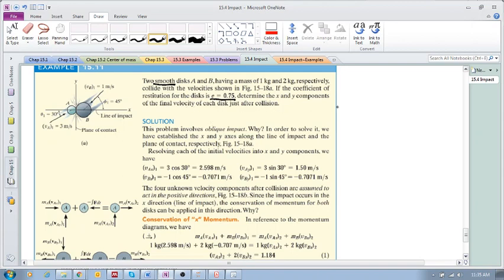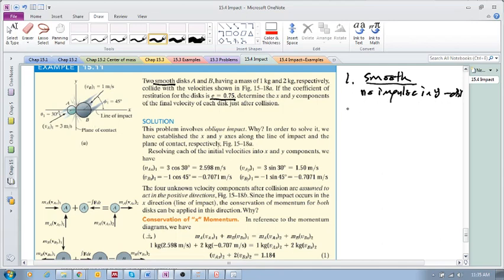Okay, so what's our game plan here, and what are the concepts that we need? Well, first is smooth. The particles are smooth. This means that, if we establish our plane of contact, there is no impulse in that direction because there's no friction. So no impulse in the y direction because it's smooth. No impulse in the y direction.